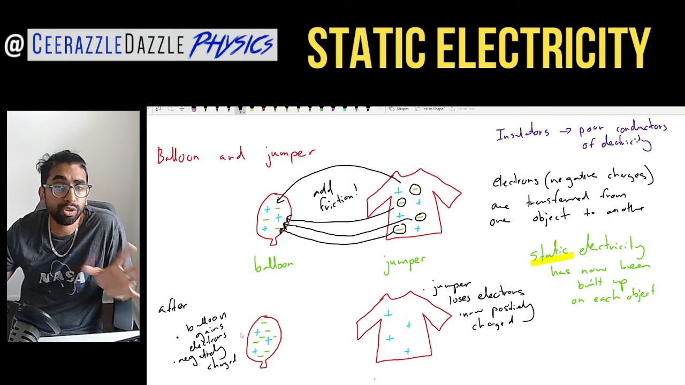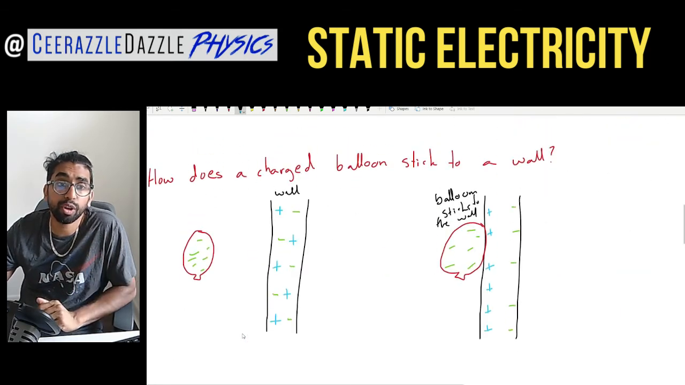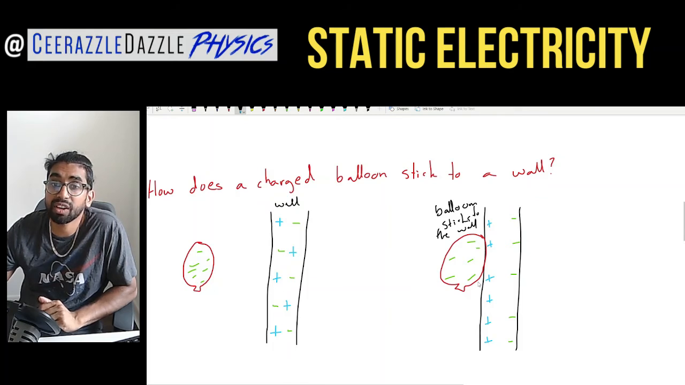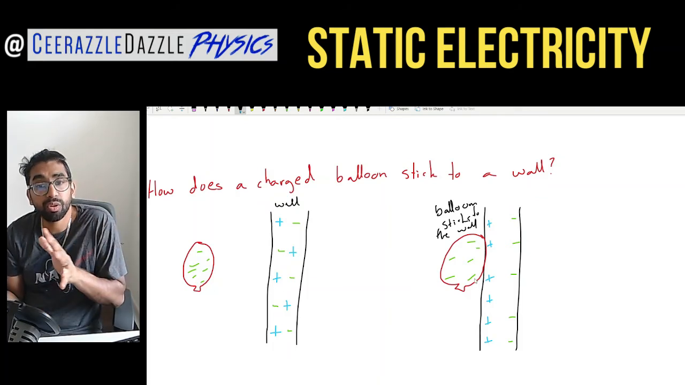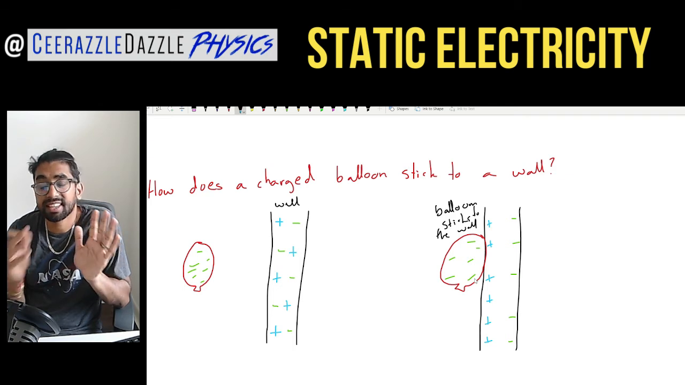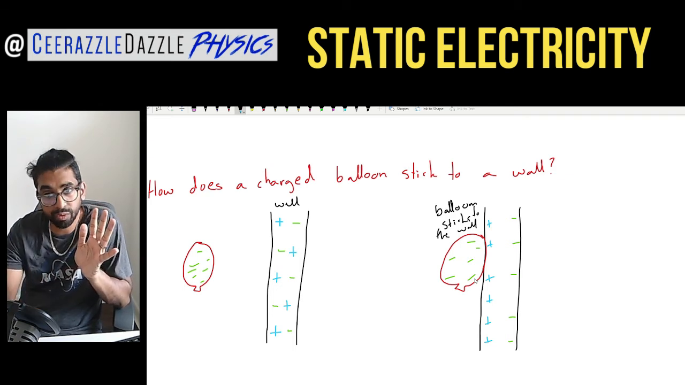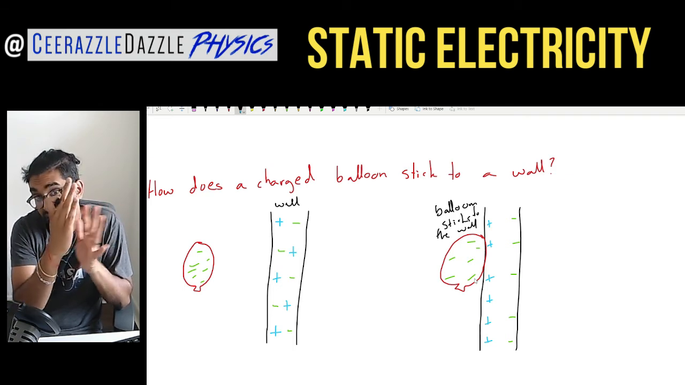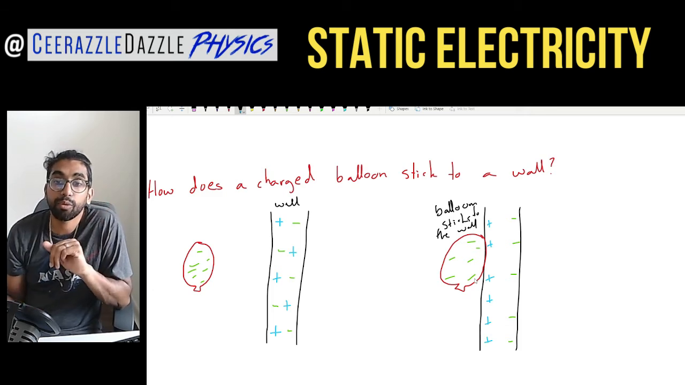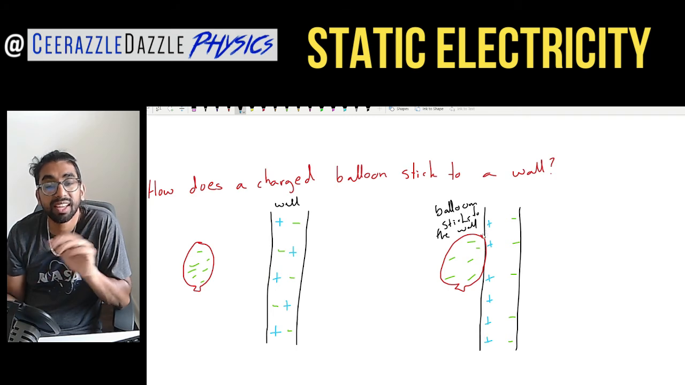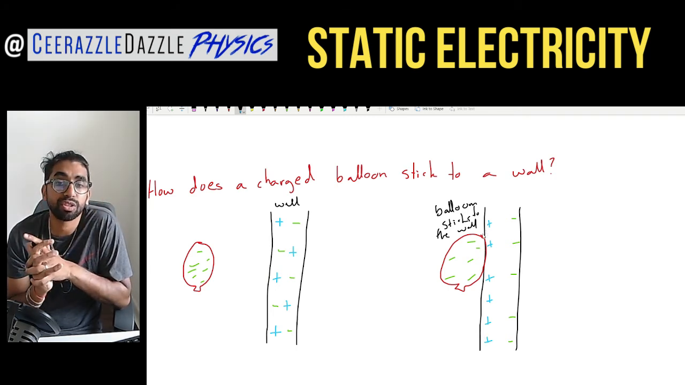Then I said to you, how could you make that balloon stick to a wall? Well, you could do the following. So look, guys, you have the balloon and you have the wall. You can bring the balloon closer to the wall, and you can see that the negative charges within the wall are moved away and the positive charges are lying up next to it. Therefore, the negative charges of the balloon are attracted to the positive charge. And that's the reason why the balloon sticks to the wall, guys.